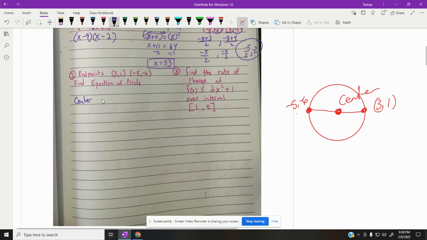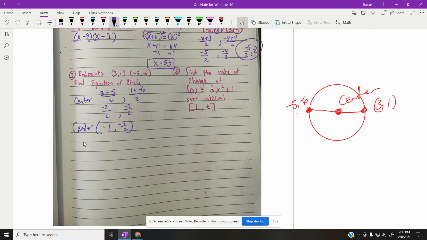So we're going to go 3 plus a -5, and we're going to divide by 2. And we're going to go 1 plus a -6, and we're going to divide by 2. So this gives us -2 over 2. This gives us -5 over 2, which gives us -1, -5 over 2. Okay, so that's our center.